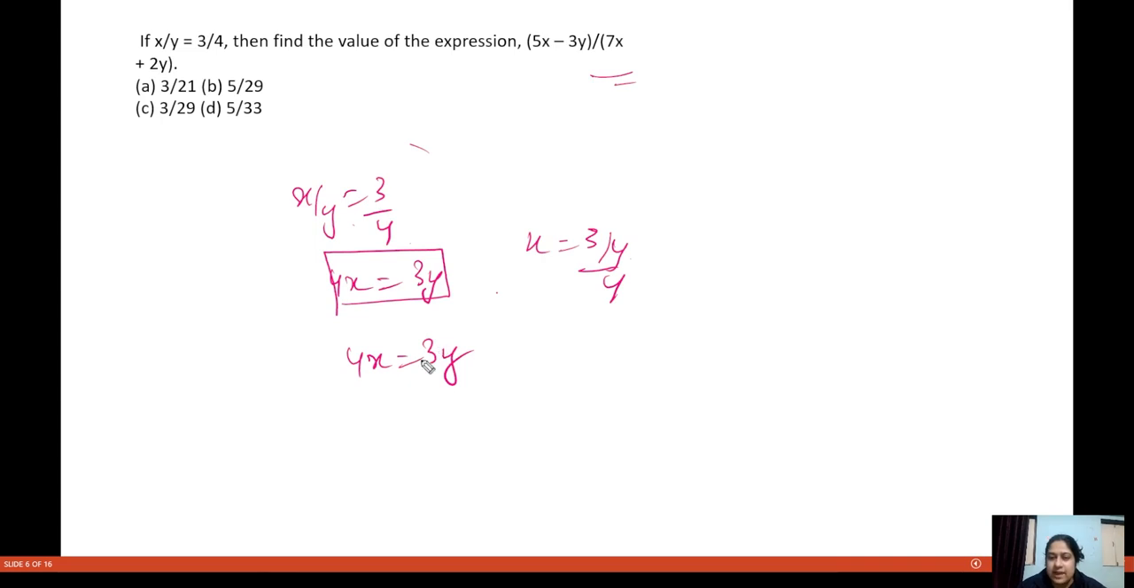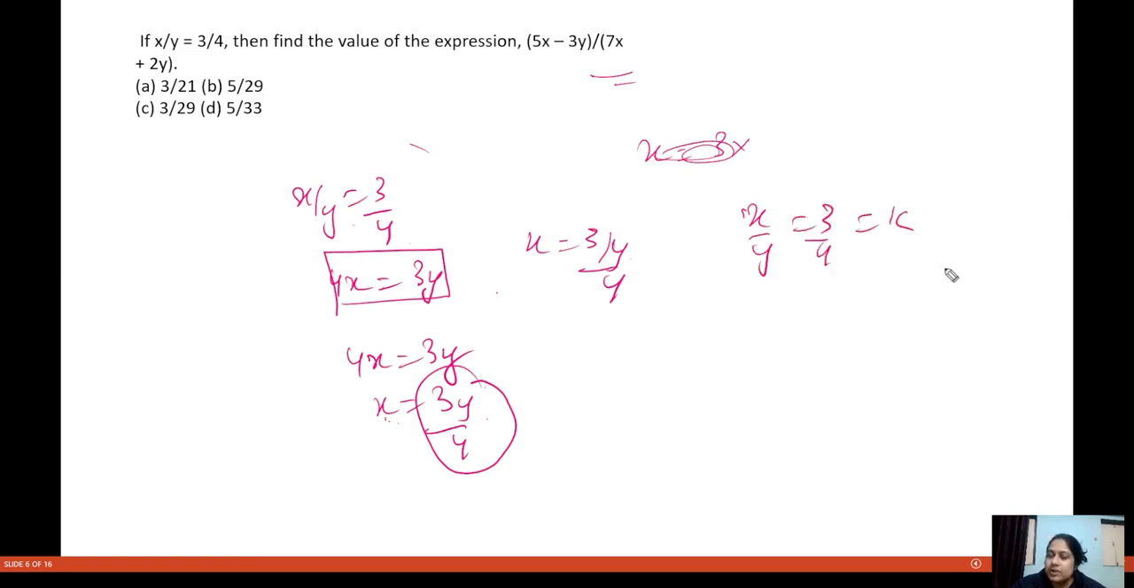what we do here basically is, what we did earlier, x by y is equal to 3 by 4 is equal to k. So I put x by 3 is equal to y by 4 is equal to k. So x is equal to 3k and y is equal to 4k, and I put that here. So now it became very easy.